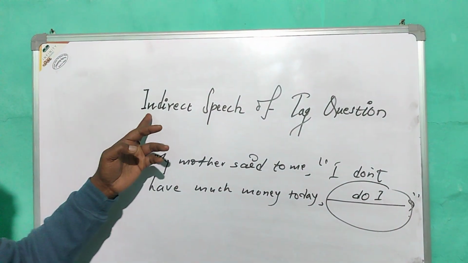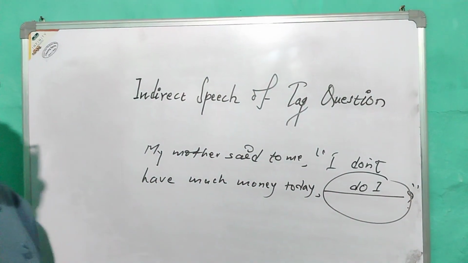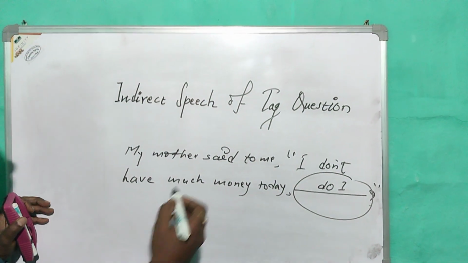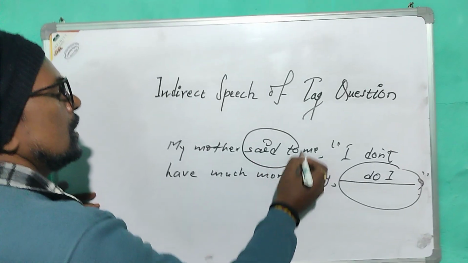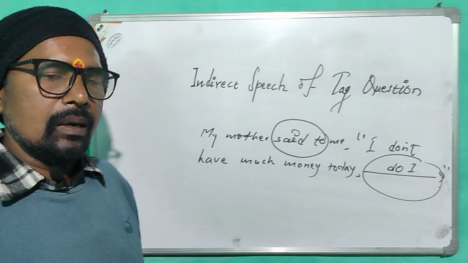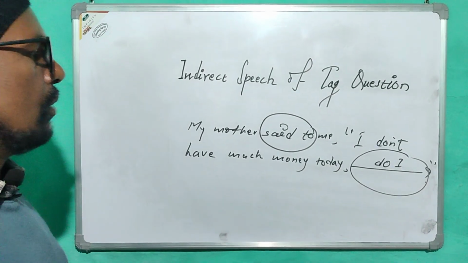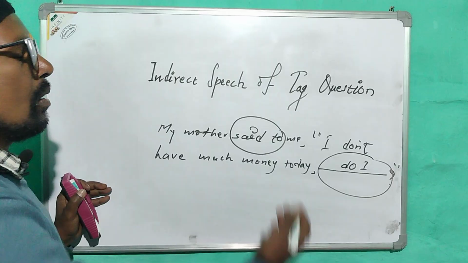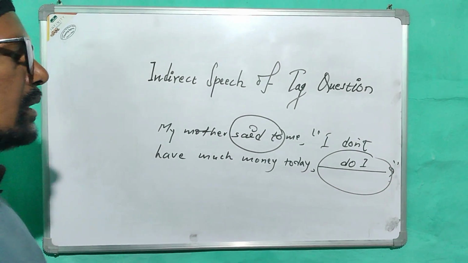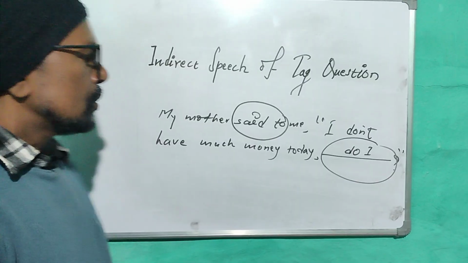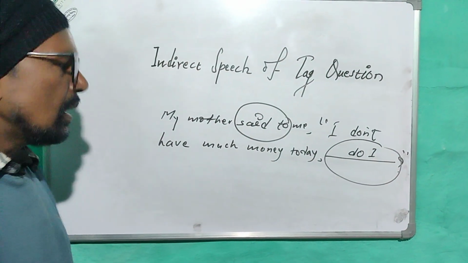But our topic here is the indirect speech of tag questions. So how do we make the indirect narration of a tag question? First, said must be changed into asked. My friends, you have to think: this sentence has said to in the reporting speech, and there is a tag question with a statement. So said to must be changed into asked.